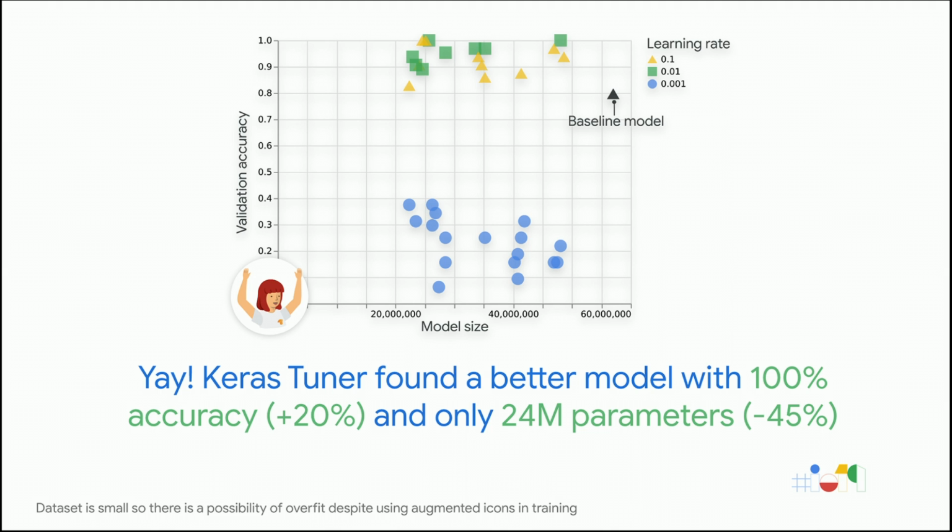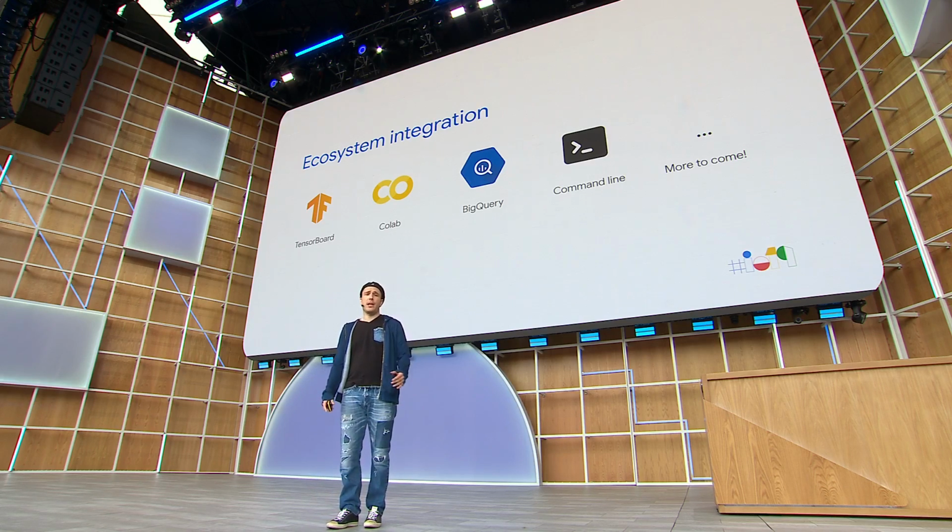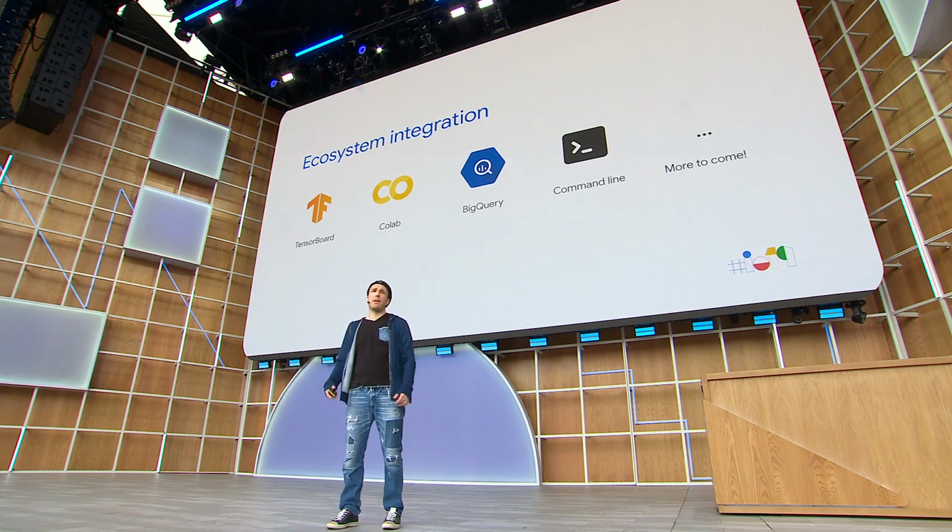Actually, Keras Tuner found a way better model. Our new model has now 100% accuracy and only takes 24 million parameters. So we get a faster and more accurate model thanks to hypertuning. Keras Tuner works with many of the tools you love, including TensorBoard, Colab, and BigQuery, and many more to come.